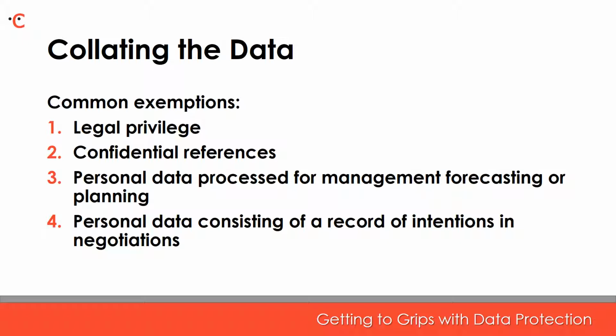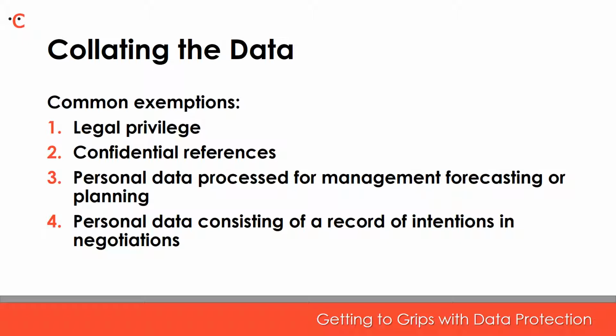Finally, under the Data Protection Act, certain information is exempt from the right of access. There's quite a few of these exceptions, but here's some of the most common ones. Firstly, where information is protected by legal privilege. Secondly, where information relates to a confidential reference given in connection with education, training or employment, appointing office holders, or providing services.